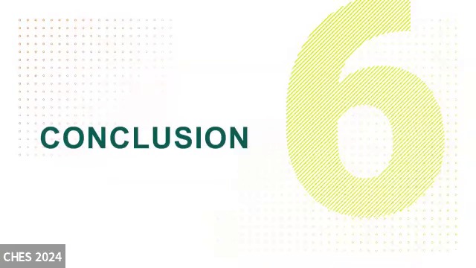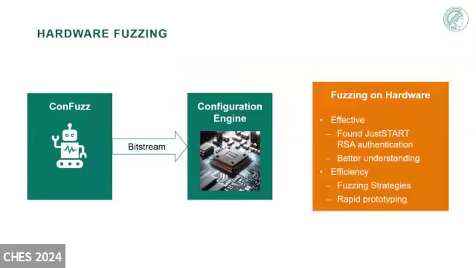Okay, so let's come to a quick conclusion and wrap up the talk, right? We can say we can fuzz effectively on hardware, as we found the Just Start attack and rediscovered the Starbleed attacks, and we gained a better understanding of the configuration engine. We have to do this efficiently, as we can only check these rather useful bitstreams, so we need these fuzzing strategies, right? And what was also very helpful was this rapid prototyping approach.